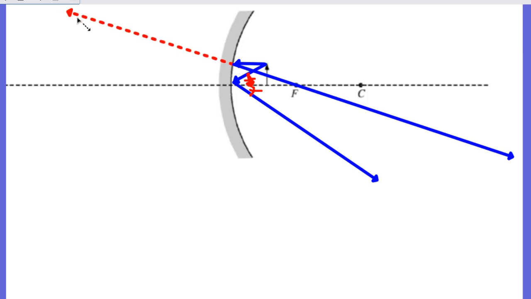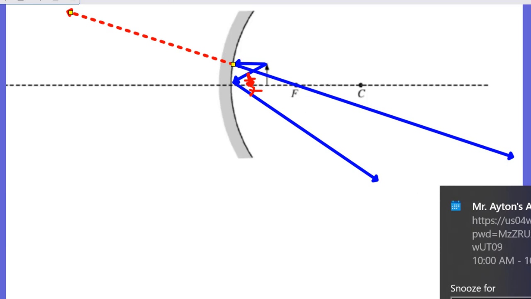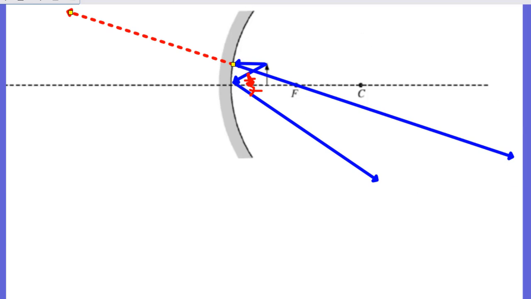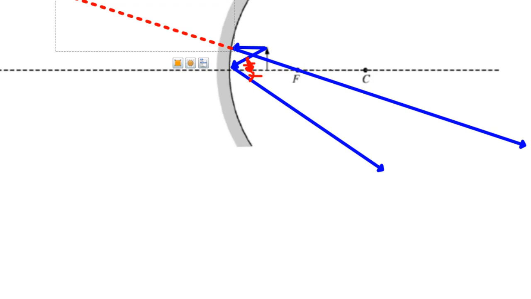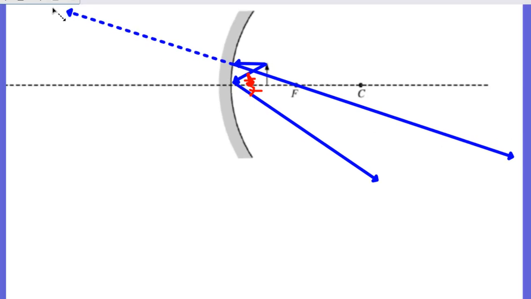I want to do that dotted line in blue. Let's see if I can change that to blue. I have a Zoom meeting in just a little bit, and I'm going to try to change that to blue color. What do you know, I did! I'm pretty awesome. Yes, I am.